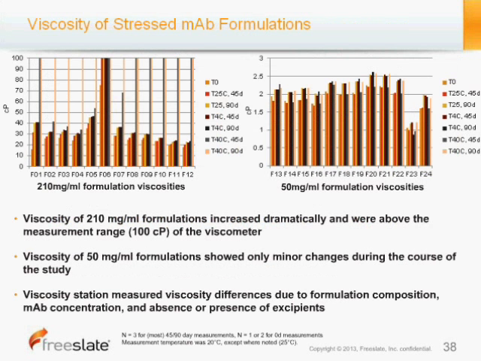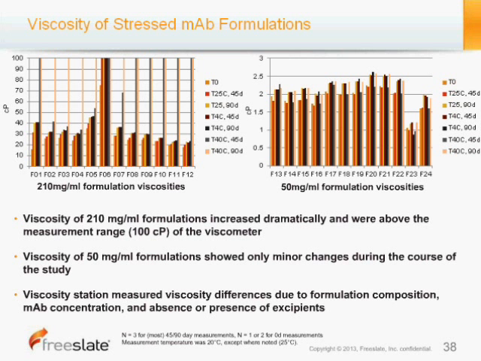With regard to viscosity, again, we measured viscosity of the samples at the different time points. And note the viscosity scale of the graph on the left-hand side is much bigger than the viscosity scale of the graph on the right. You can see that for the 210 milligram formulation, the viscosity increased dramatically over the course of the study. And viscosities at the latest time point, at 40 degrees, 90 day, exceeded the capability of the viscometer, which is 100 CP. On the right-hand graph, you can see the viscosity that we measured for the 50 milligram formulations.